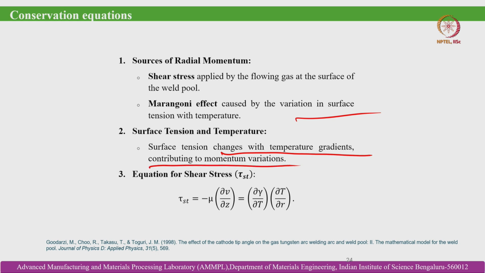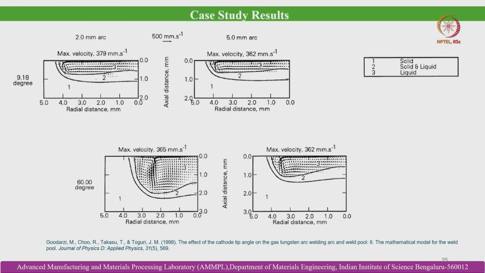An equation for shear stress tau ST can be expressed as minus mu, that is the viscosity, del V by del Z, is equal to del gamma by del T into del T by del R, where gamma is the surface tension. So, these are typical flow fields that are calculated by finite volume discretization of the governing equations that I described till now. So, this is for different speeds.